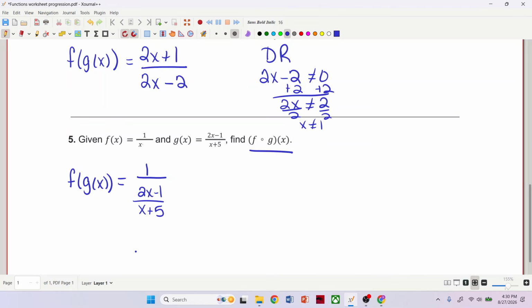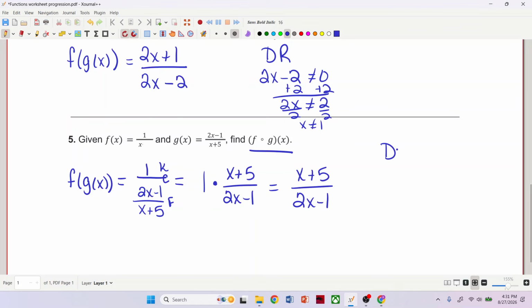And if you remember back when you were dividing fractions, you always had to keep your first one, change the division to multiply, and flip the second fraction. So this becomes 1 times, and then we're going to flip this. So it's going to be x plus 5 over 2x minus 1. And then 1 times that is just x plus 5 over 2x minus 1, because 1 changes nothing.